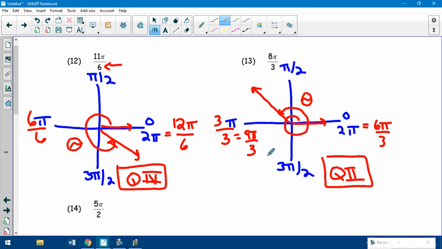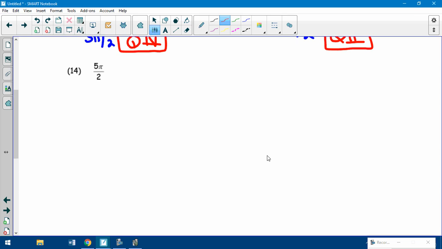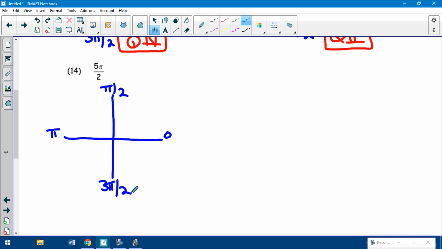Okay, last one. 5 pi over 2. 0, pi over 2, pi, 3 pi over 2, and 2 pi. This one's a little bit different. When you're over 2, you're a special type of angle. And you see 2 of them already. Pi over 2, 3 pi over 2. Anytime you're over 2, it's going to be a quadrantal.